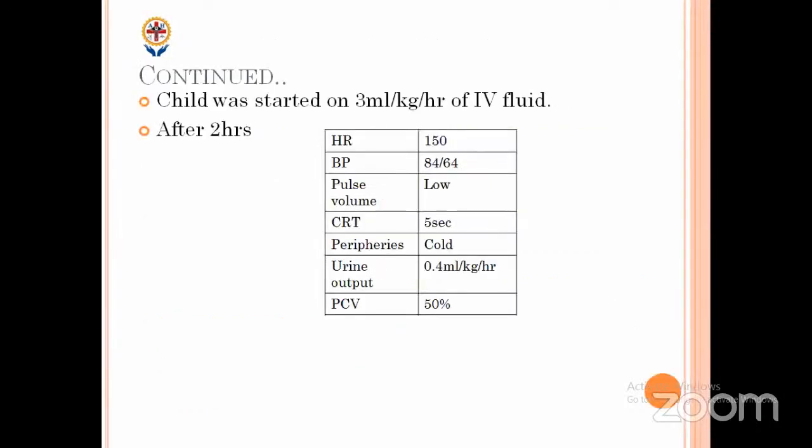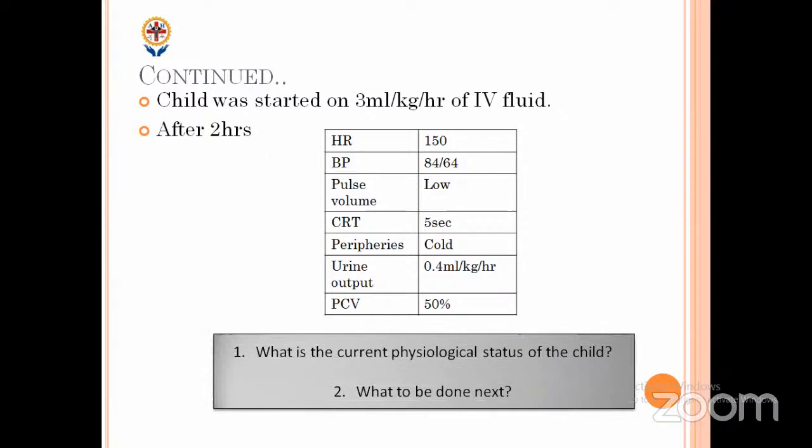So this time we started this child on 3 ml per kg of fluid, and after 2 hours, these are the vitals. Heart rate has jumped, BP has dropped. Pulse volumes are just like this, and urine output is 0.4 ml per kg per hour. PCV has jumped from 47 to 50. So what is his current status now?